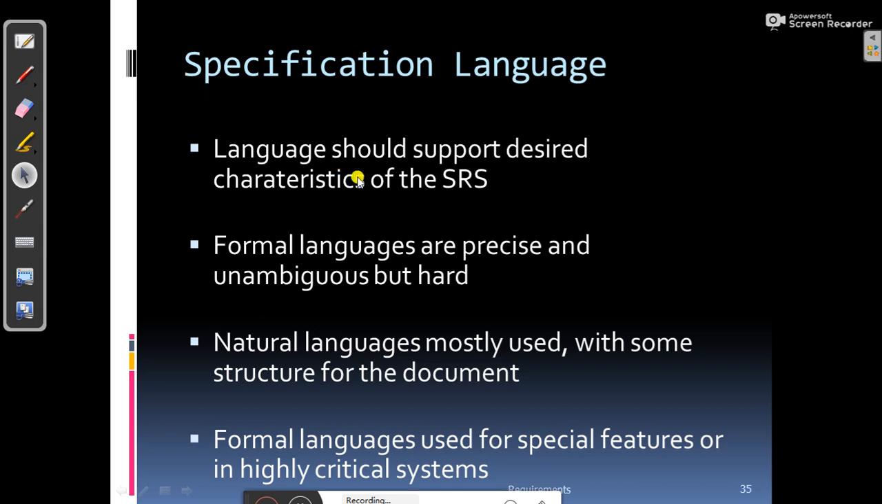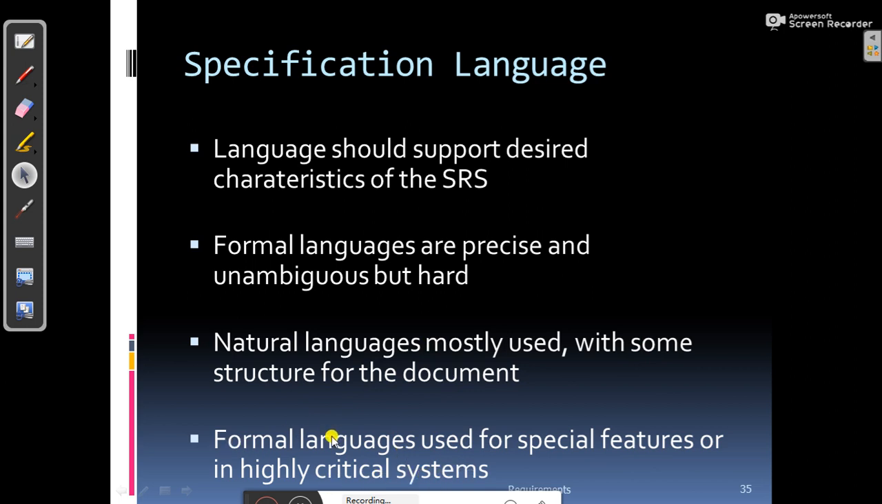So the languages should support the desired characteristics of the SRS. Formal languages are precise and unambiguous but hard, and natural languages are mostly used. In general cases, natural languages are used with some structure for the document, and formal languages are used for special features or in highly critical systems.